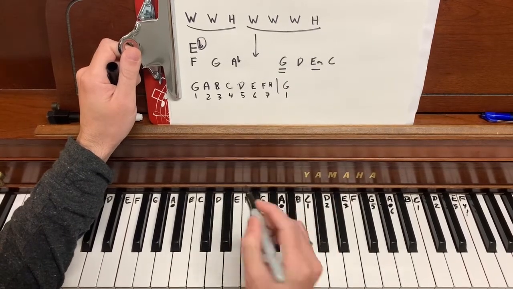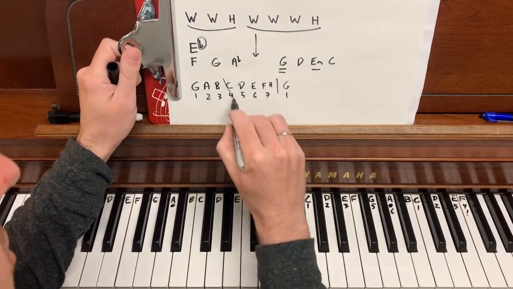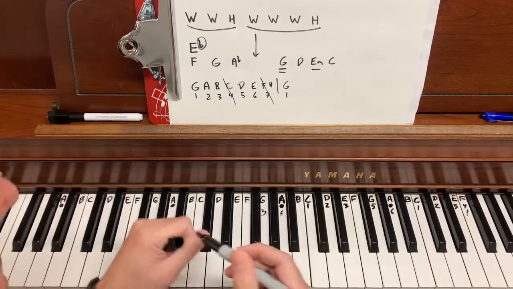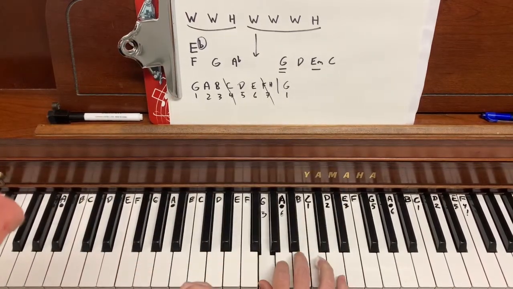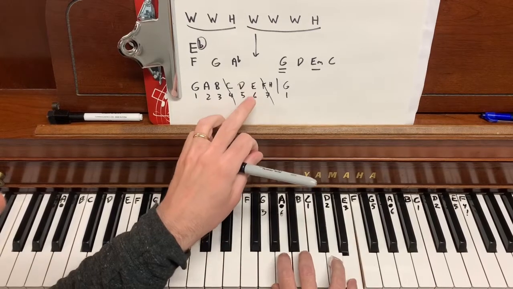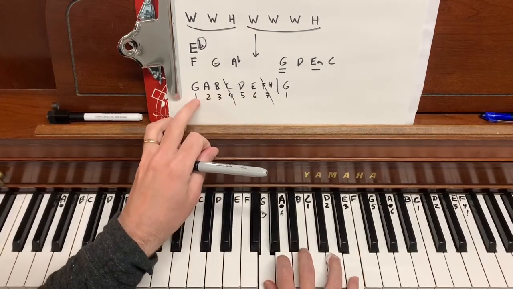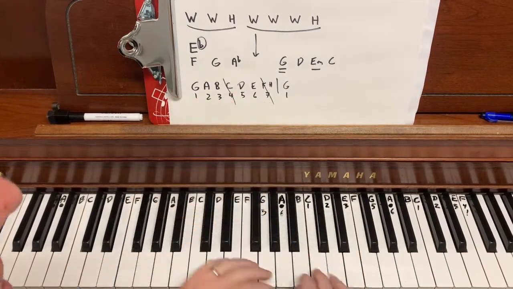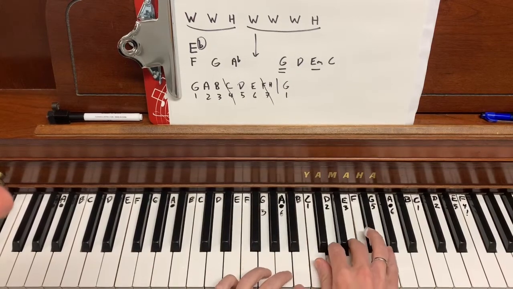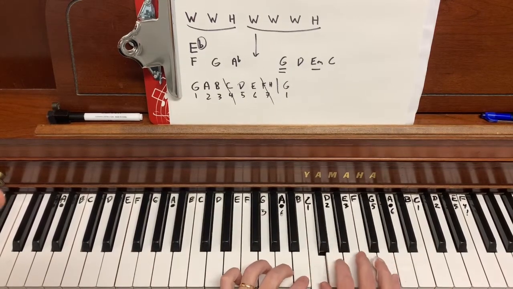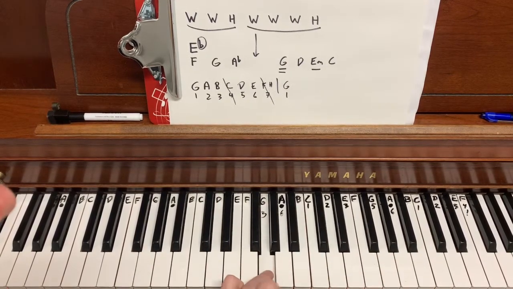And the pentatonic scale means no 4 and no 7. So your G pentatonic scale are these, and then the major scale will put the 4 and 7 back in. So this is the idea of scale and key in a nutshell.